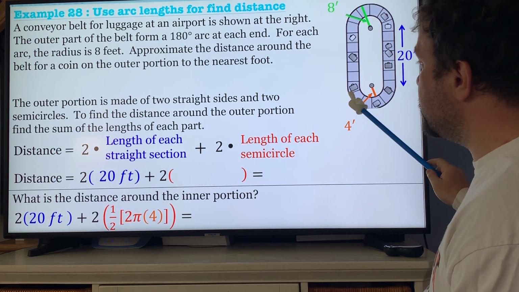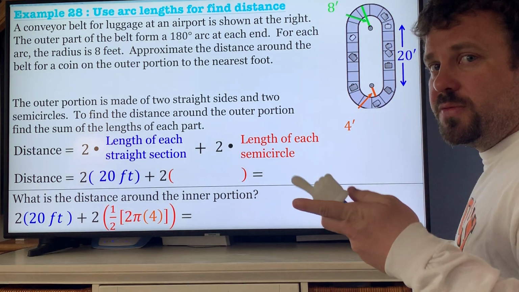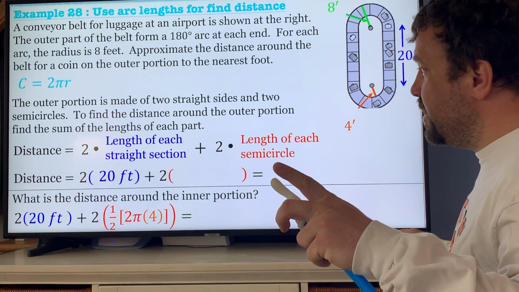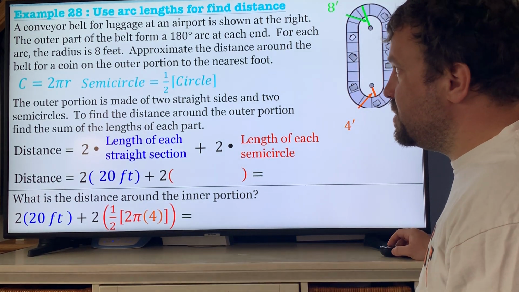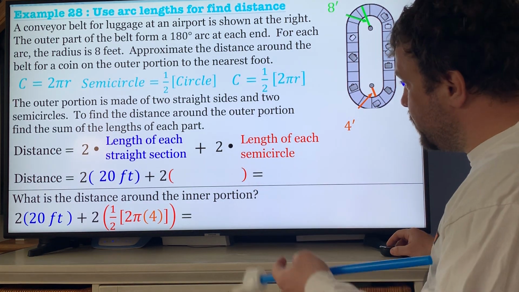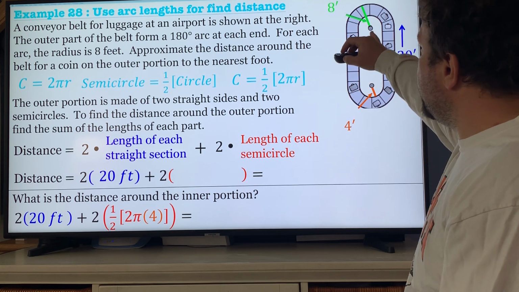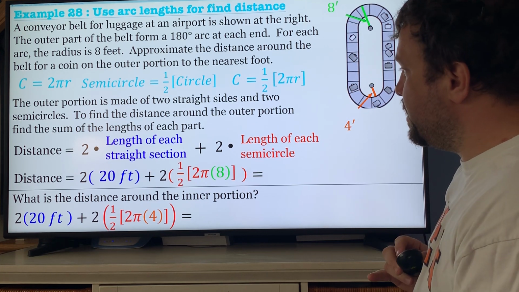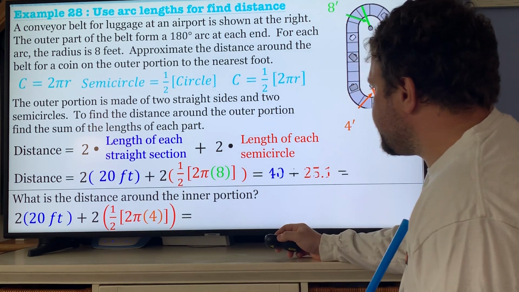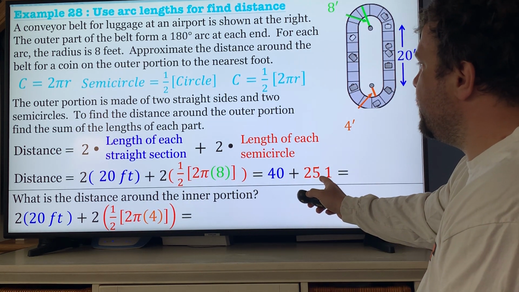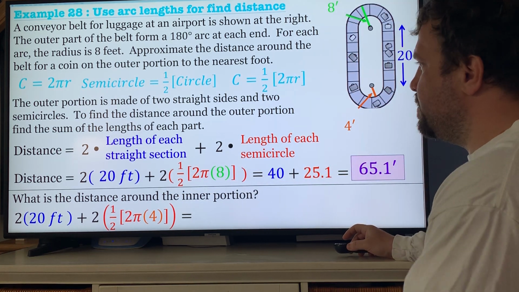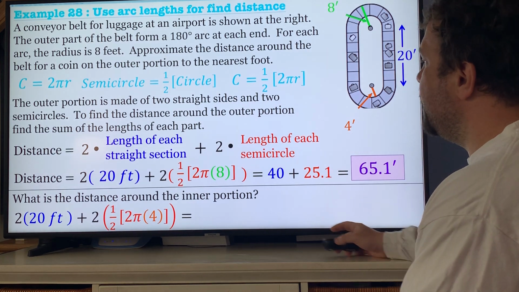And 2 semicircles are, now a semicircle is how much of a circle? Circumference is 2 pi r. So how do you find the circumference of a semicircle? It's half of a circle. So the circumference of a semicircle is half of 2 pi r. So this would be half of 2, 8, and pi. Half of 8 is 4 times 2 is 8. All right, so you get 40 plus 25.1, which is 65.1.